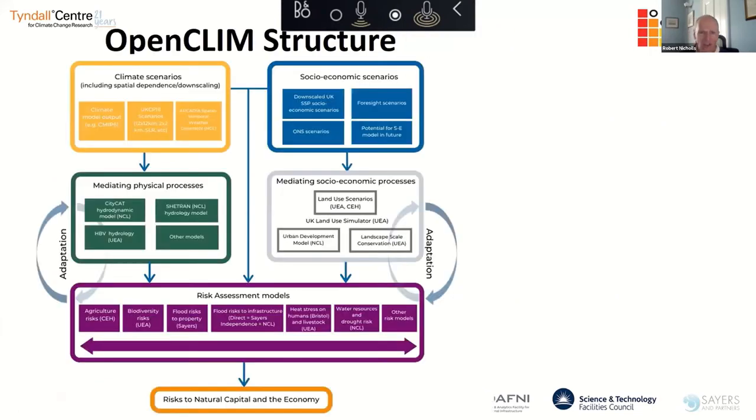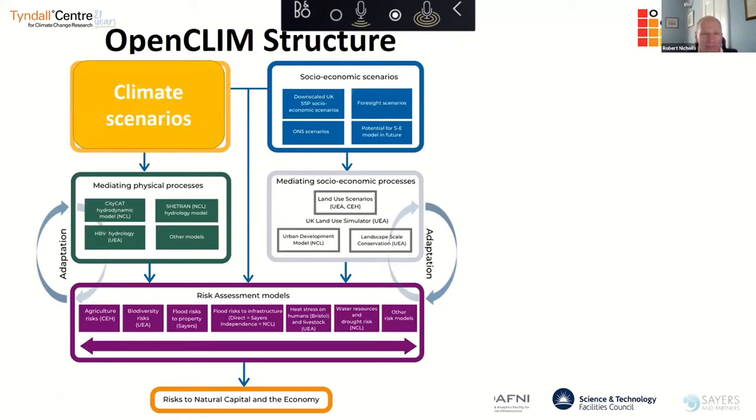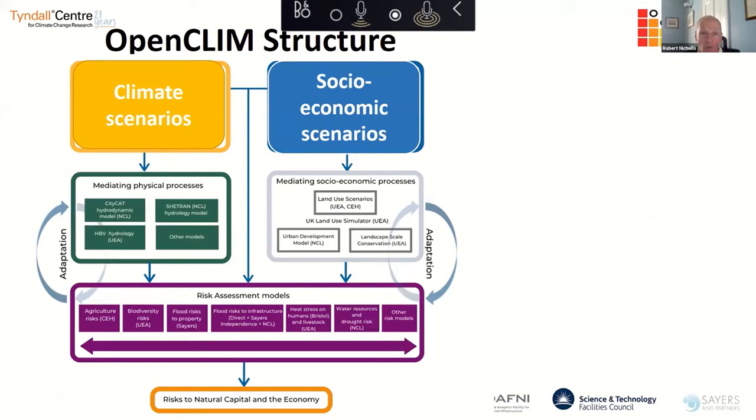So just to show you the picture of OpenCLIM, this is the outline, and it's a bit complicated. So to simplify it, if we look at the yellow box, we want to take climate scenarios, and then we also want to take socioeconomic scenarios. So we're talking about UK CP18, and then there are the emerging UK SSPs that have just been released for wider use.